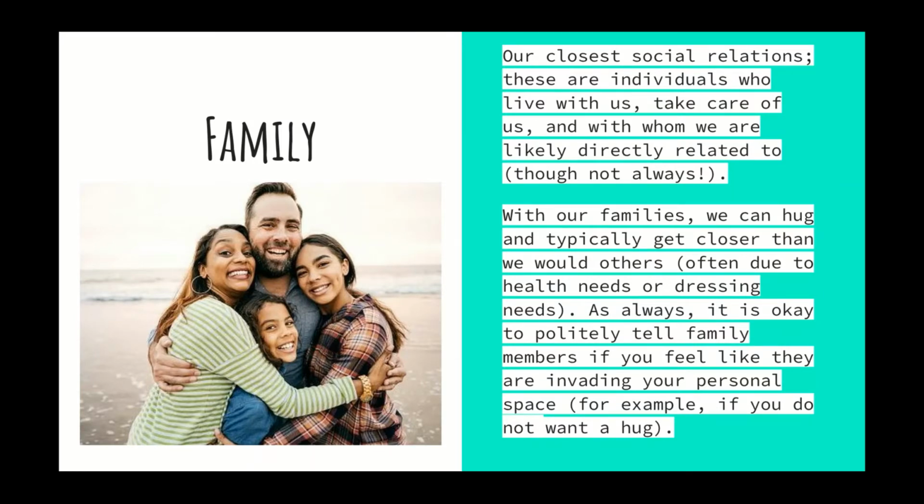So, if you don't want to hug, you can politely decline and say no, thank you, or would you settle for a handshake or a fist bump? And that's a polite way to do it. We want to make sure that we say it respectfully and politely no matter what we say, because we don't want to hurt our family's feelings, right?